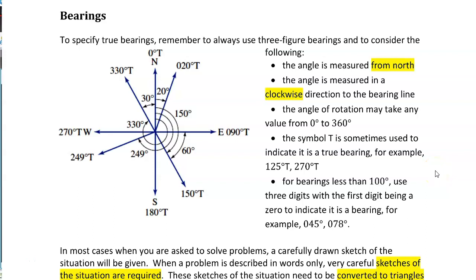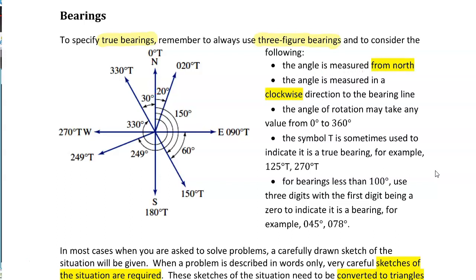So bearings. When you're dealing with bearings, you have to remember that we always use our 3-figure bearings. This is when we're talking about these true bearings. True bearings. This is this 3-figure bearing. You always have to think about the following things. That the angle is measured from north.